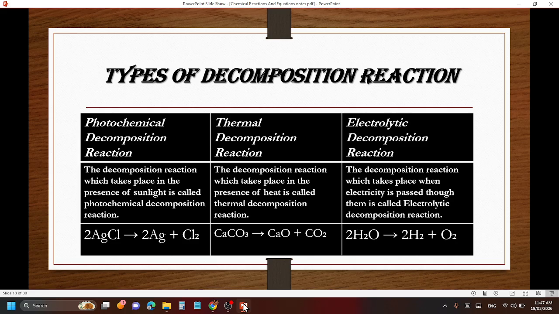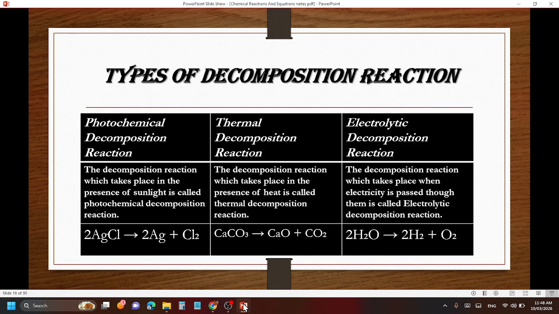Last but not the least, electrolytic decomposition reaction. The decomposition reaction which takes place when electricity is passed through a substance is called electrolytic decomposition reaction. Again, simple words: the decomposition reaction in which electricity is passed and the substance gets decomposed, that is, separated, is called electrolytic decomposition reaction. I am sorry for repeating the word again and again. For example, 2H2O gives us 2H2 plus O2 when electricity is passed through it. So these are the three types of decomposition reaction.